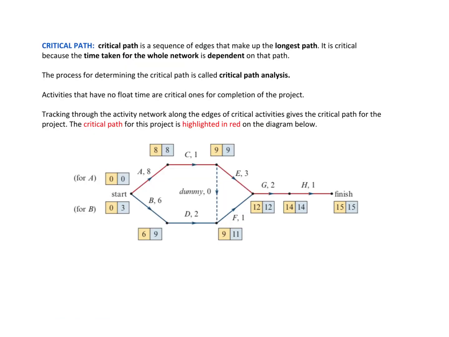All right. So this is just going to be a summary, and then I'm going to stop it there. The critical path is a sequence of edges that makes up the longest path. So the longest time is the critical path. The process of determining the critical path is critical path analysis, which we call the flowing. So we go through on the blue and backtrack on the red.